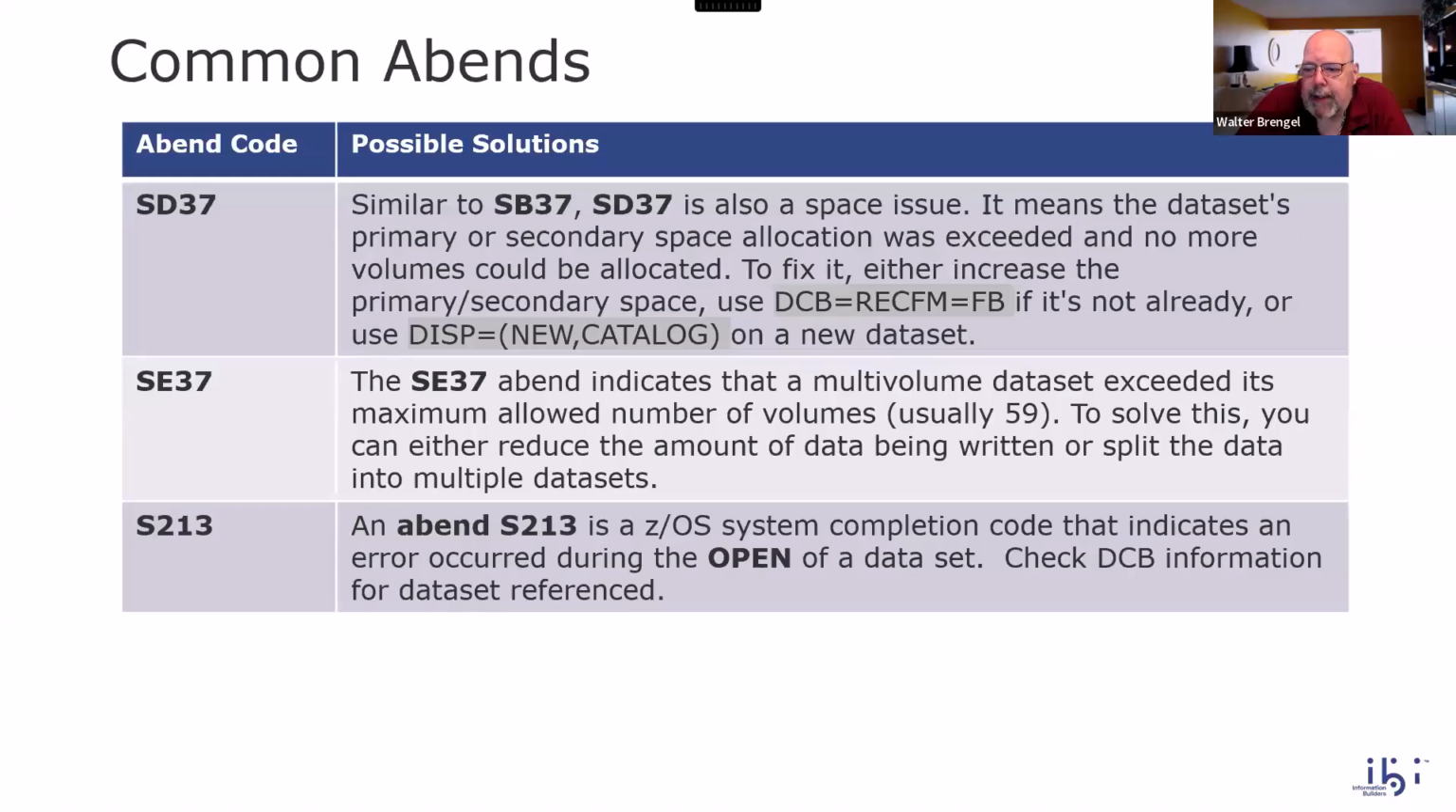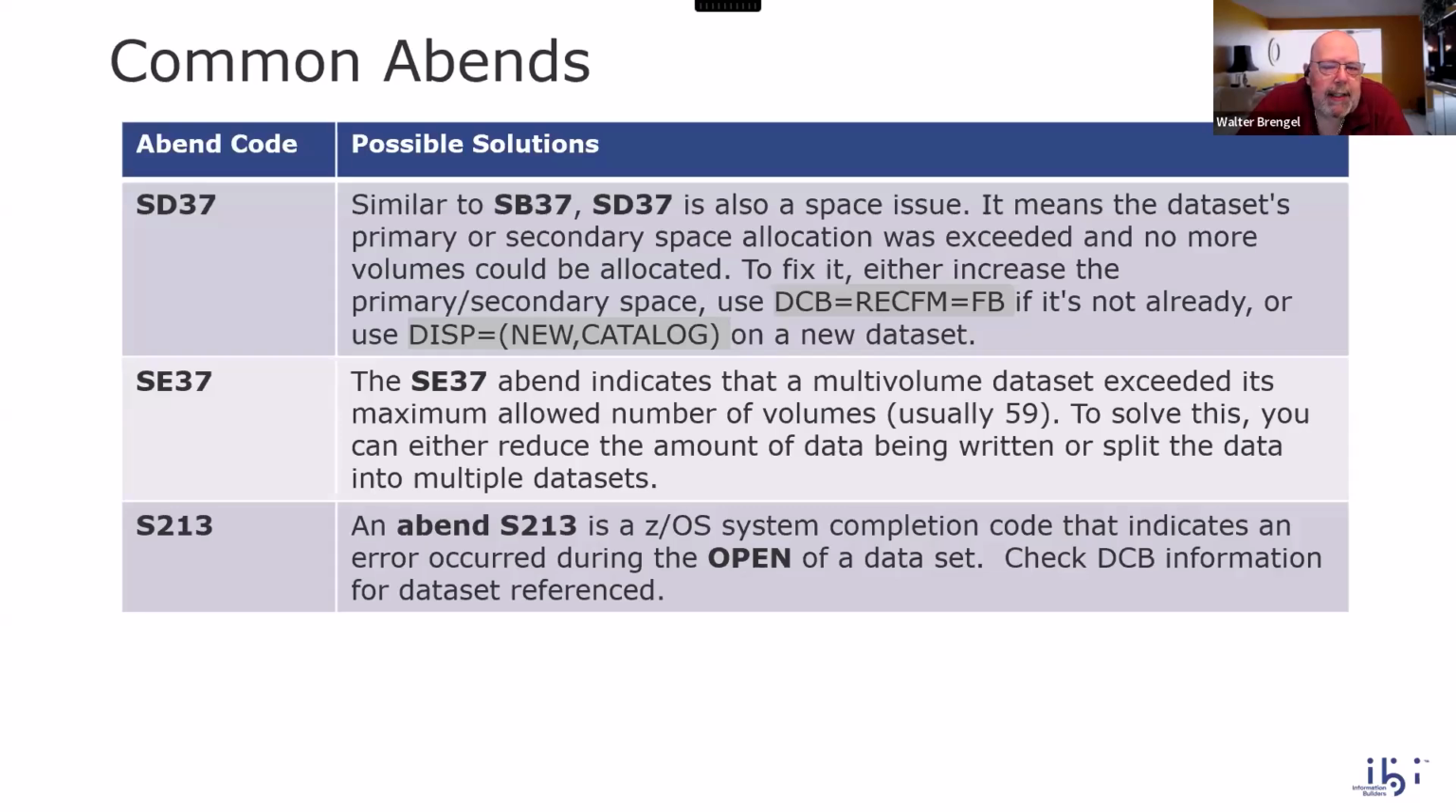And then E37 indicates a multi-volume data set exceeds the maximum number of volumes. So if you allocated two volumes in your multi-volume data set, but you needed three, well, then you're going to get an E37 because you weren't able to get that third one because you didn't even ask for it.